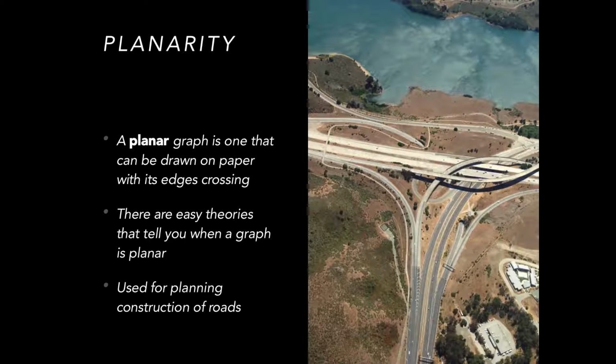And when we're thinking about the British Isles, when we're thinking about rail infrastructure, then this might be useful if we're constructing roads or railways. We obviously don't want railways to cross, or if we do want railways to cross, we actually need to build the infrastructure, the bridges, to make sure that can happen.